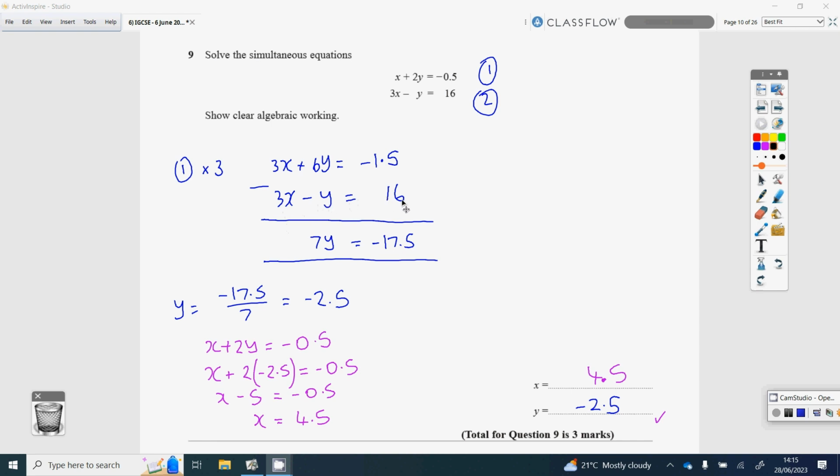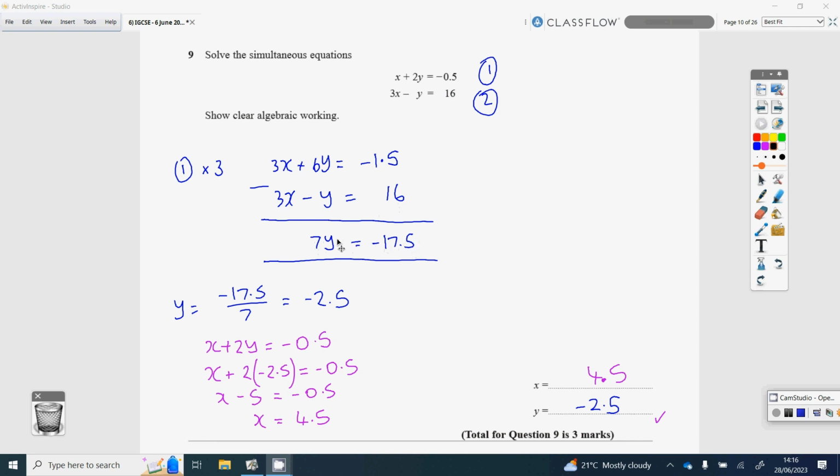I've then got to make a decision whether to add or subtract these equations from each other. Now, if I was to add them, I'd just get 6x here, which isn't eliminating x. So I don't want to add them. I want to subtract the two equations. So 3x take away 3x is nothing. That's the whole point. I've eliminated x. 6y minus y is 6y add y, which is 7y. And then 1.5 minus 16 is minus 17.5.